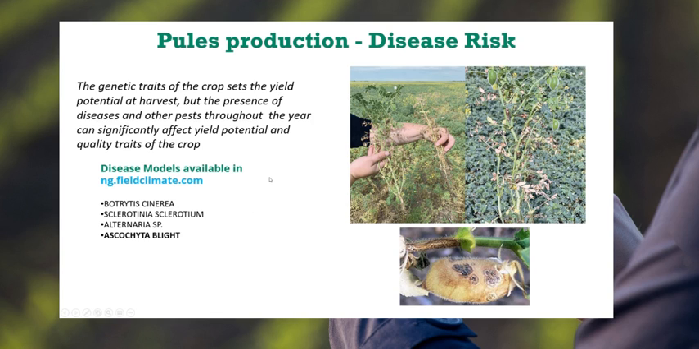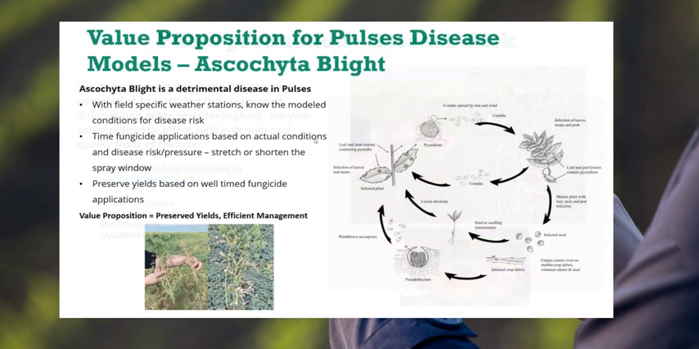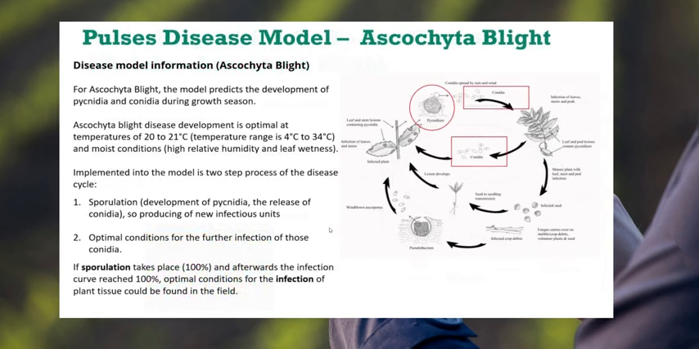As we know, the yield potential is set by the genetic traits of the crop, but that's mitigated, of course, based on factors throughout the year, such as pests, diseases, and field management practices. So the value proposition for pulse disease models in FieldClimate is a strong one. With site-specific weather station data, we can really know the modeled conditions for disease risk, and time our fungicide applications based on the actual conditions and disease risk pressure, which allows us to either stretch or shorten that spray window. We can preserve the yield and quality of the crop based on well-timed fungicides as well. So we become very efficient in our management. We preserve yields is our value proposition.